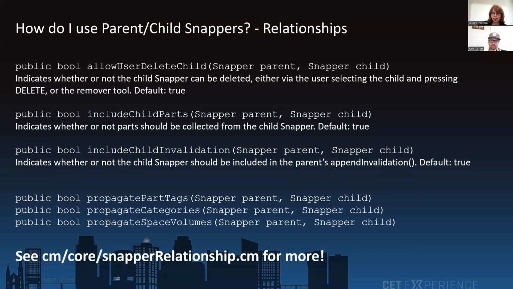A lot of these are things that I don't usually change at all, but if you want to propagate your part tags or your categories or space volumes, you can mess with that, but I found the default is just fine. And that's most of the things in Snapper relationship, but there are a couple more. So if you want to see more of them, if we haven't bored you enough already with the big list of them, you can go to CM Core Snapper Relationship CM for more.